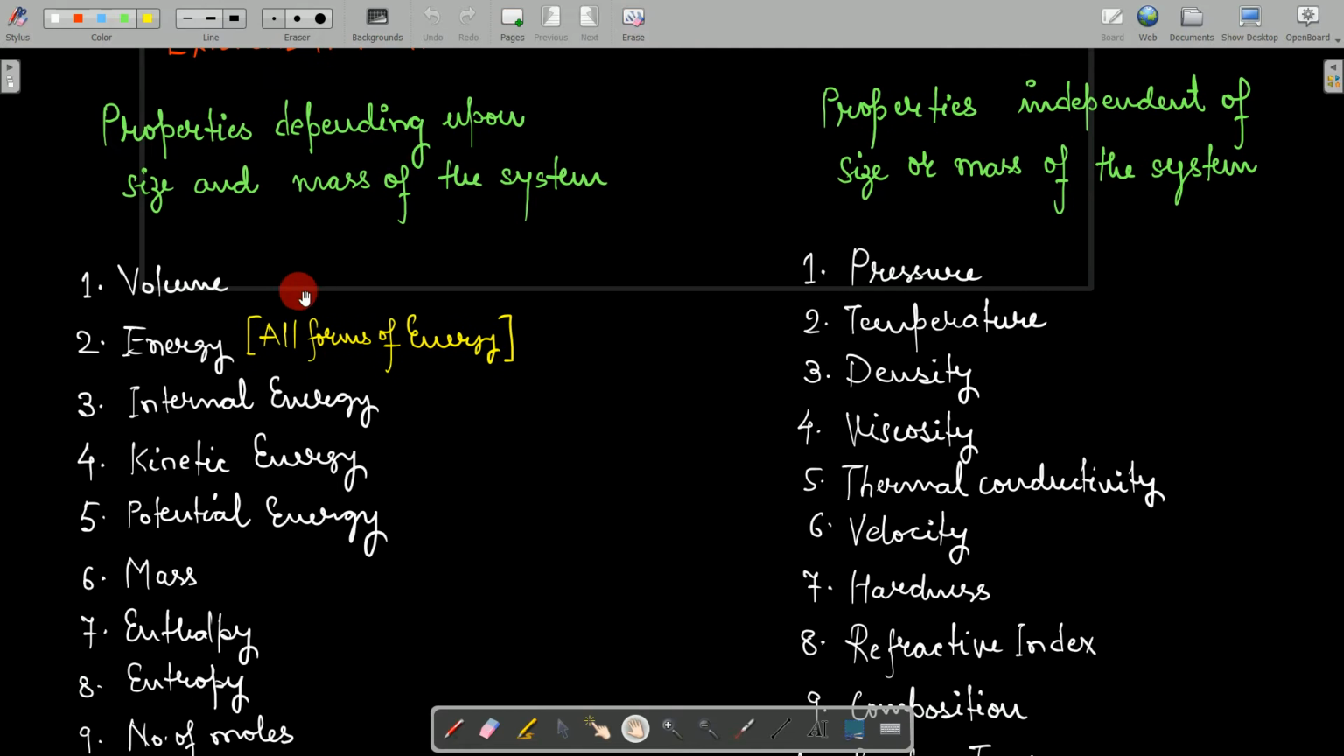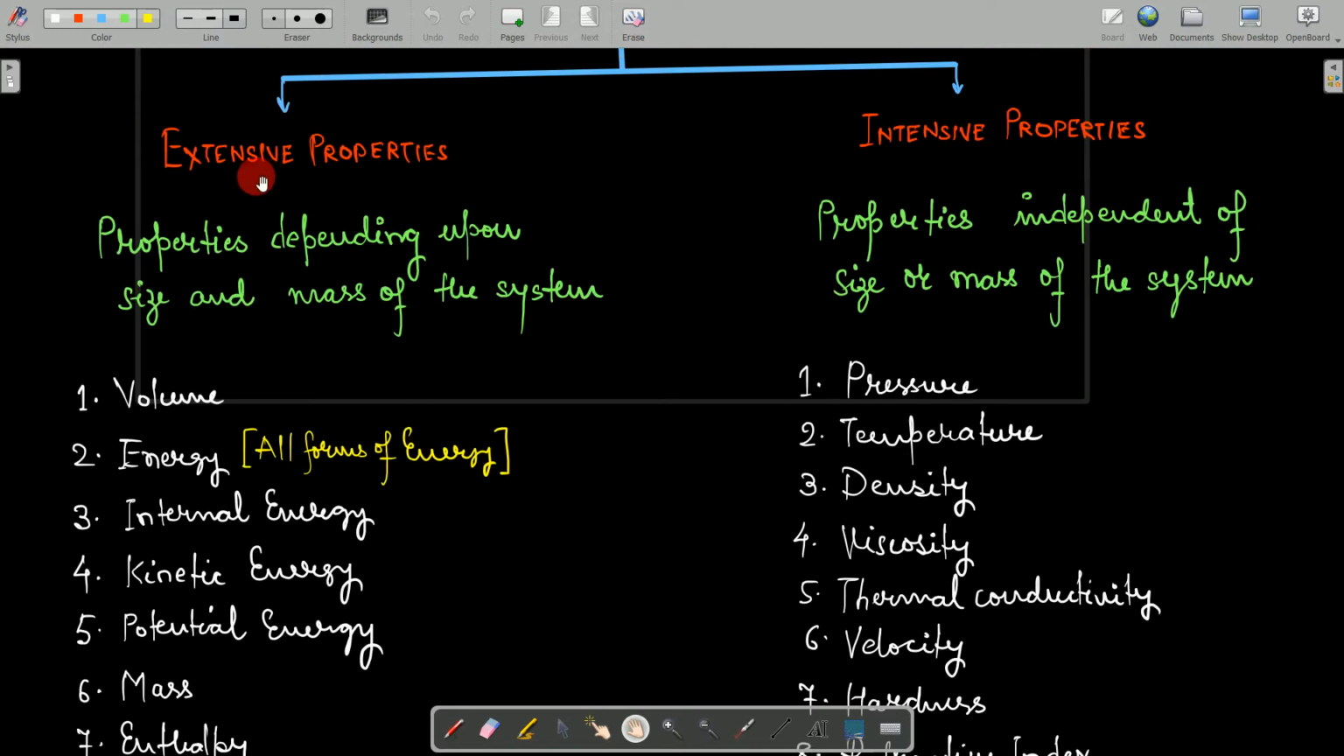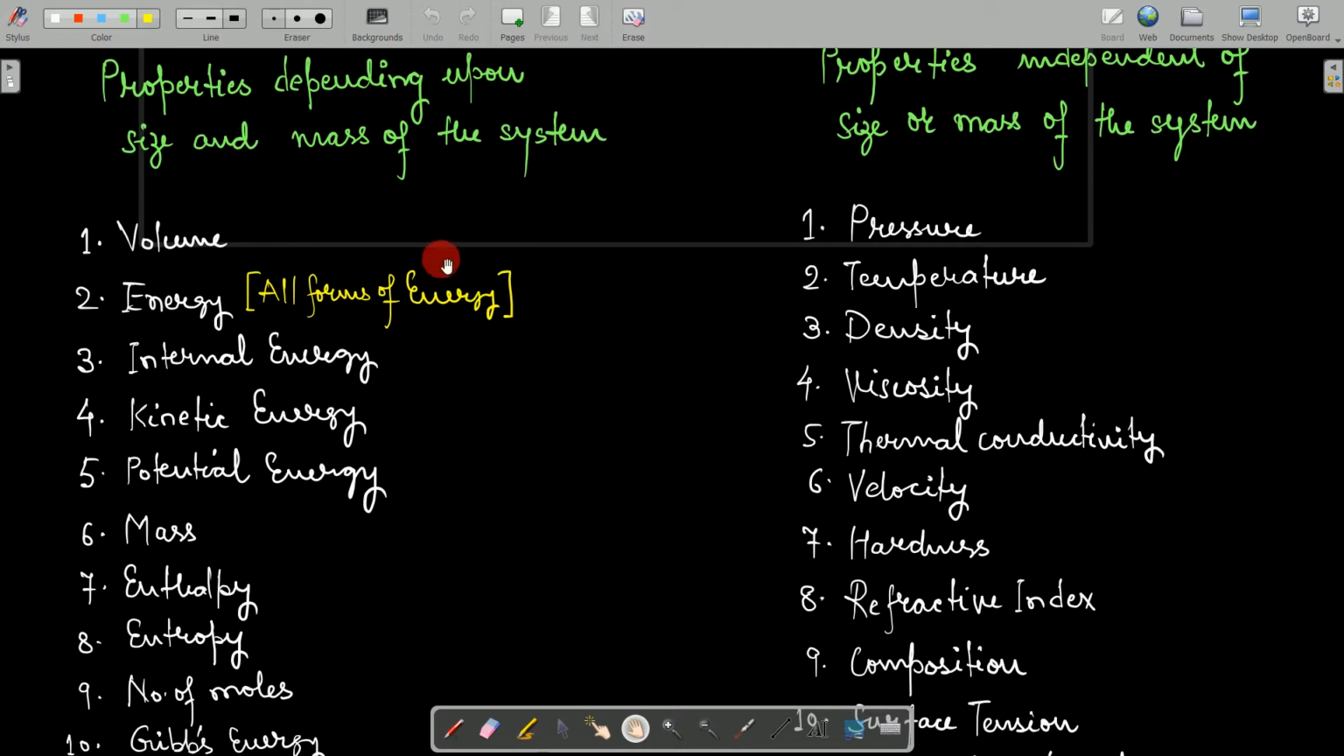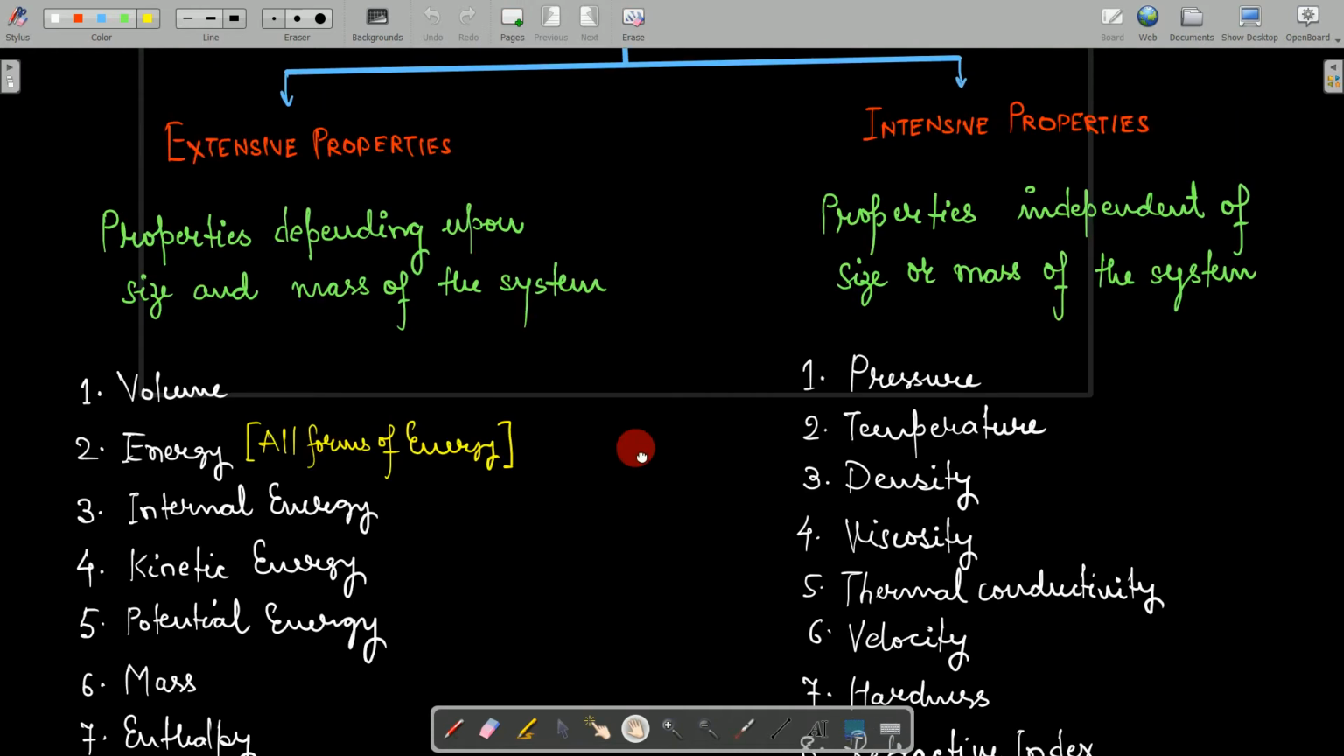Now I have prepared a list for you, that is a list of extensive and intensive properties, and it is quite suggested that you please note down all these points in your notebook, because this will help you in identifying which is an extensive and which is an intensive, and mostly the questions do come up from here. So please note down all this.